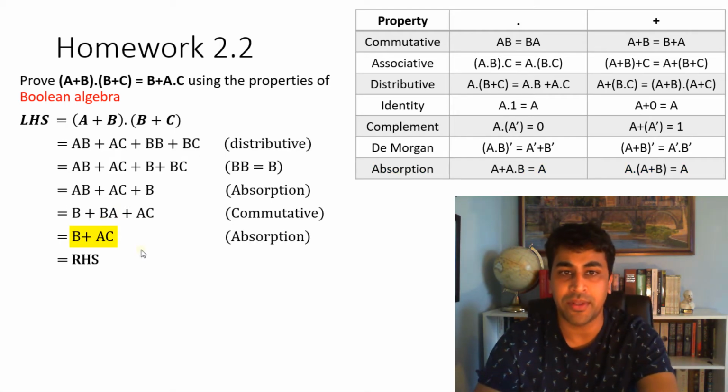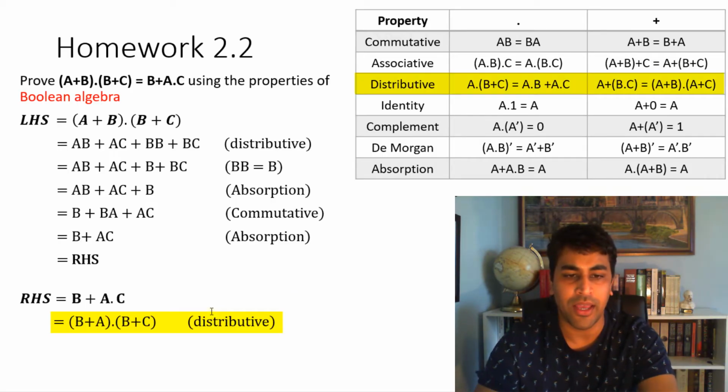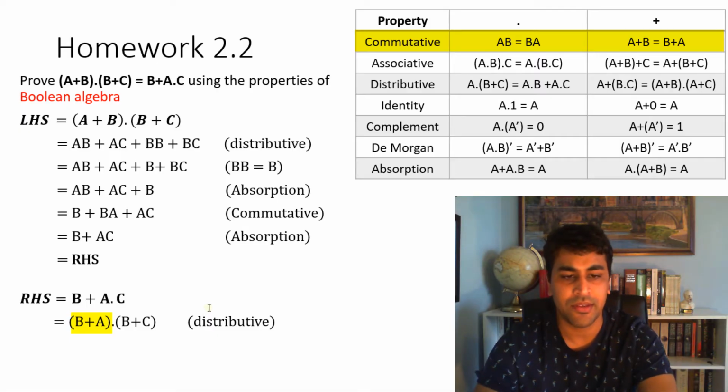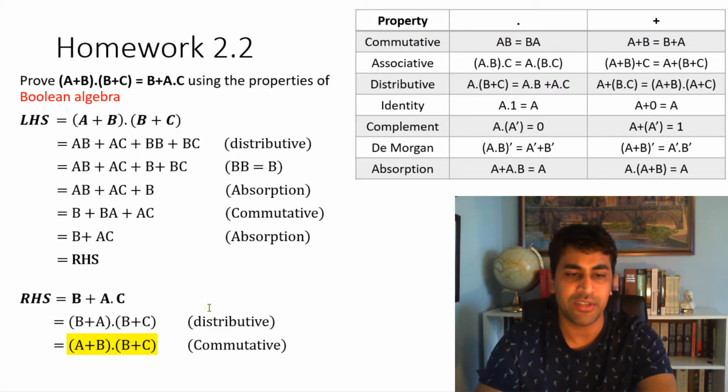If we approach this from the right-hand side, then we'll get our right-hand side is equal to B or AC. Using distributivity, we get B or A and B or C. And finally, using commutativity to just switch this term, we get A or B and B or C, which is equal to our left-hand side.